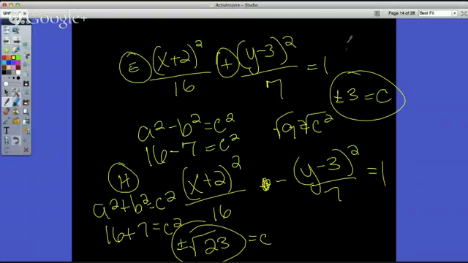Now, the question that I have is, what's the center of these? What would be the center of this up here? Oh, it's -2, 3. Good. Hunter, do you see that? Yeah, the opposite. Correct, for both of them, right?